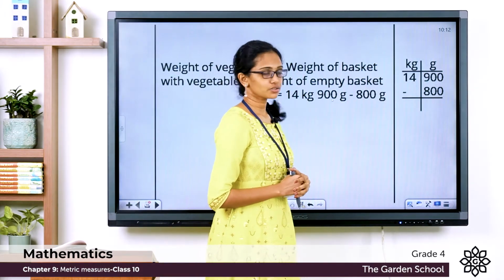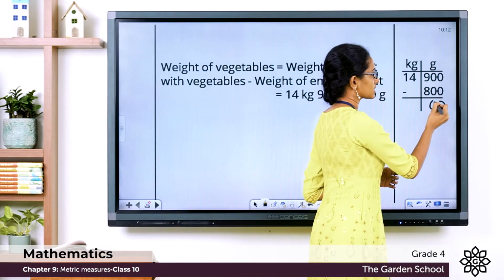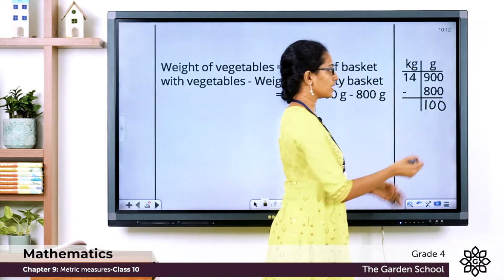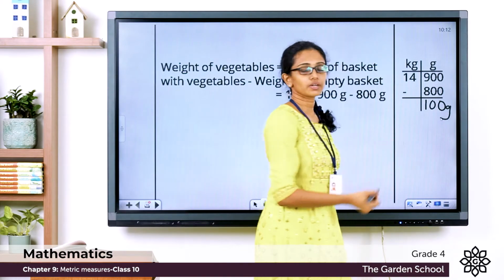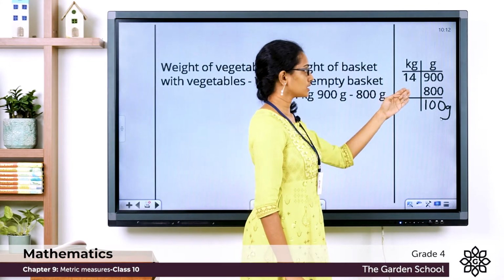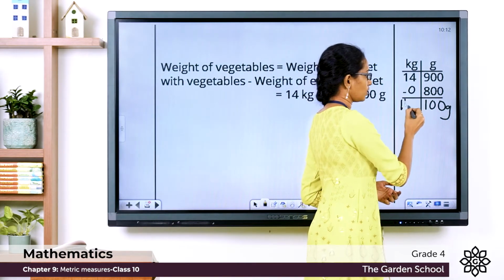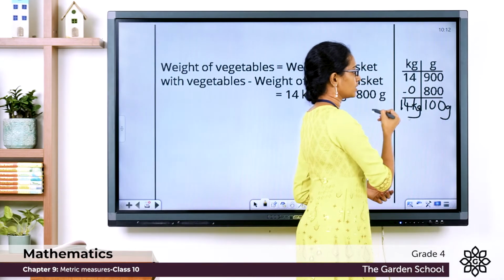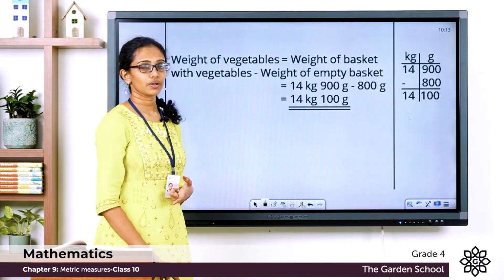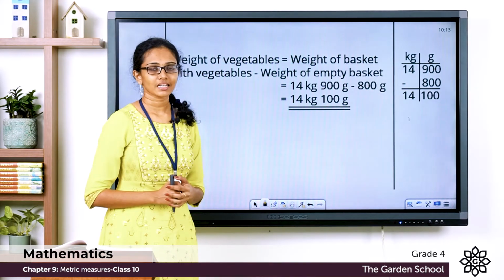So right now let's do the subtraction. 0 minus 0, it is 0, again 0, 9 minus 8 is 1. So in the grams column we have 100 grams. Now what about the kilograms column? Here we have 14 and here there is no number in the kilograms column. So you can take it as 14 minus 0 or 14 kilogram. So what is the weight of the vegetables? The weight of the vegetables is equal to 14 kilogram 100 gram. Hope this is clear to you.